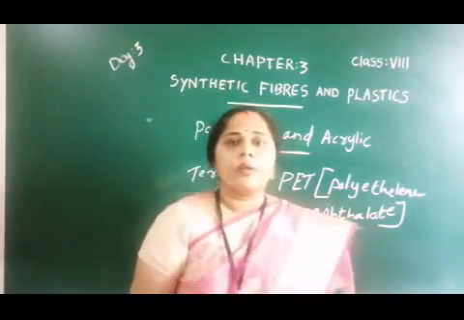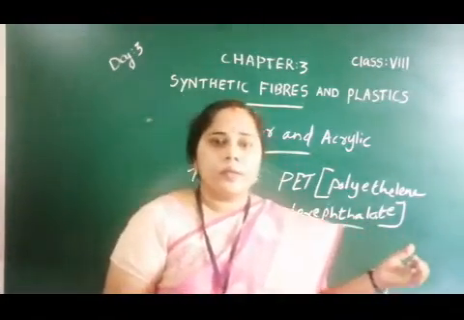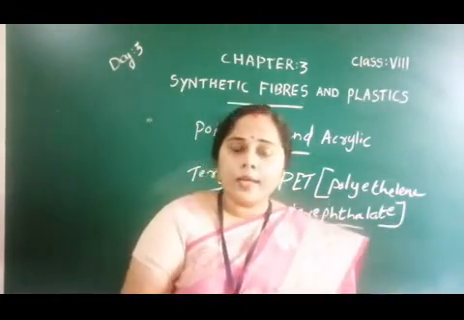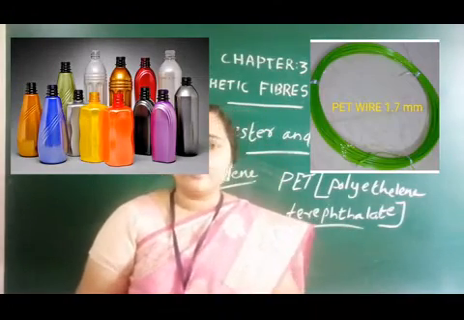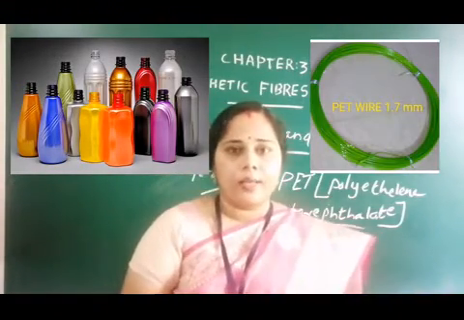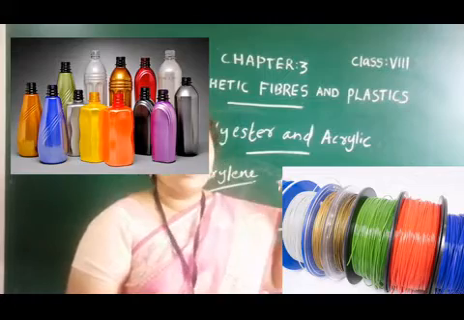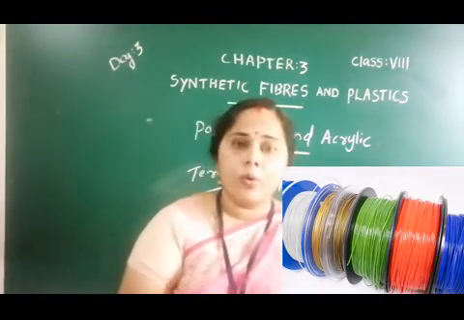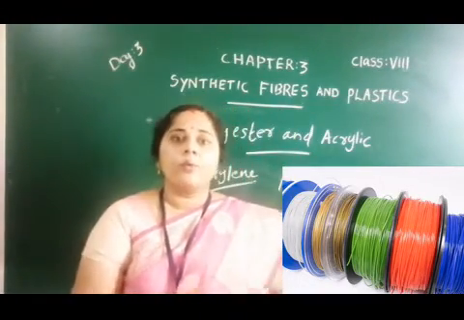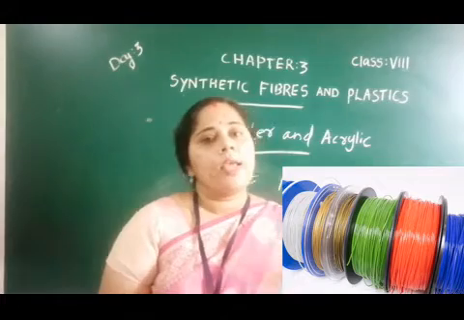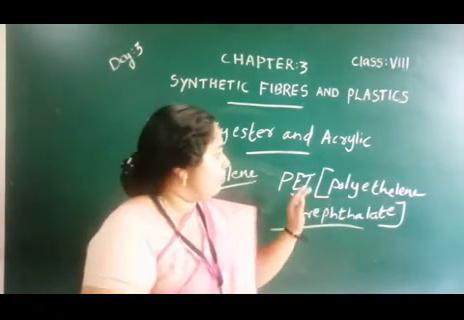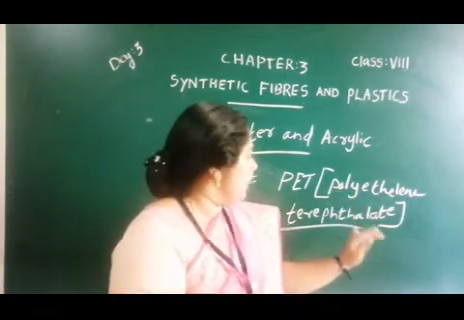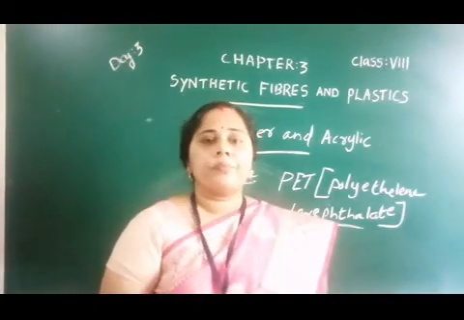PET is used for making bottles, utensils, films and wires. So many products are there. Clear? The full form of PET is polyethylene terephthalate.